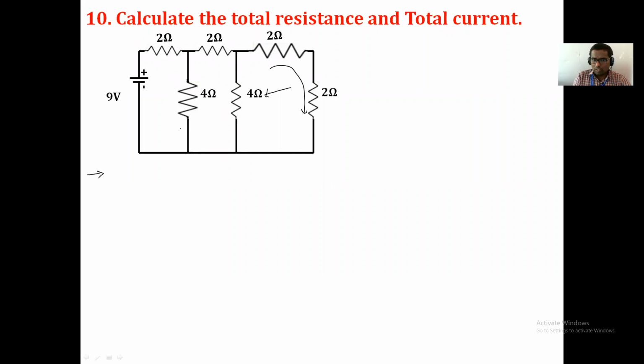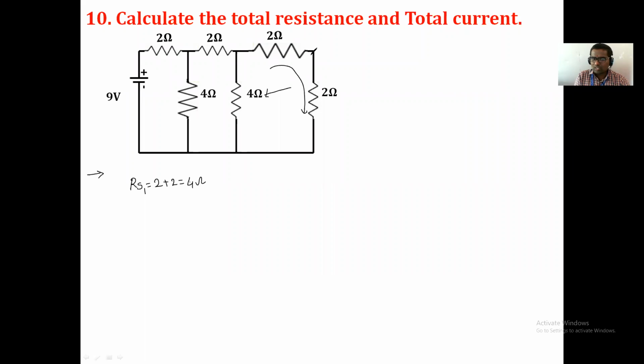Is it right? Now, just by observing the diagram, we can easily say that these 2 ohm and these 2 ohm are connected in series. Why? The reason is that in between these two resistors, there is one common point, and that common point is not connected to any other branch. So I can write here RS1 equals 2 plus 2, which is equal to 4 ohm.